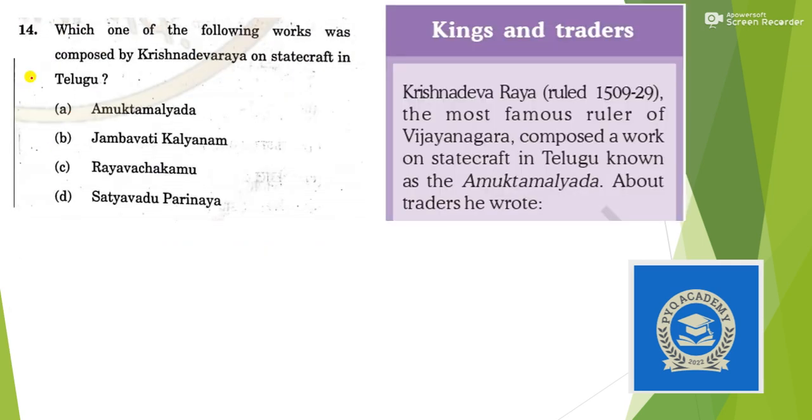Next, which one of the following works was composed by Krishnadev Rai on statecraft in Telugu? Again, a simple question taken directly from the themes. It is taken from the chapter on the Vijayanagar theme. You can see here Amuktamalyada. So the answer is option A.